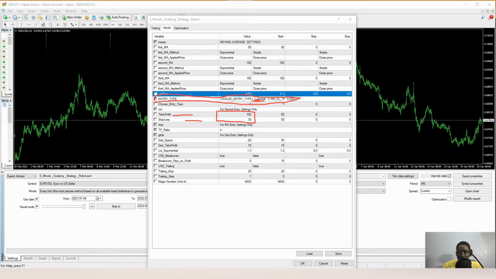And anytime you choose this MASL, which means moving average stop loss, it means you are using all these parameters here, which is for MA entry settings only. You can see, for MA entry settings only. Let me show you clearly. See, for MA settings only.